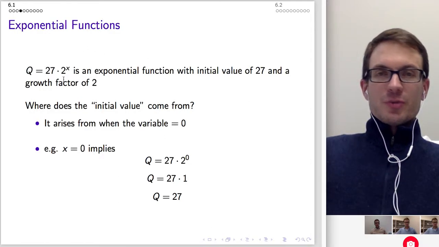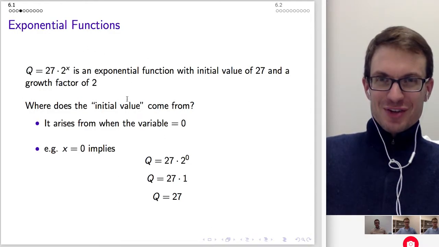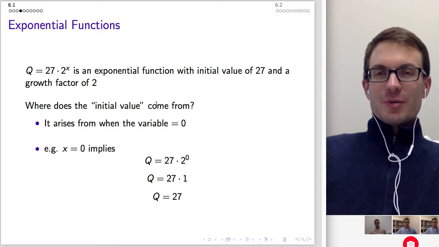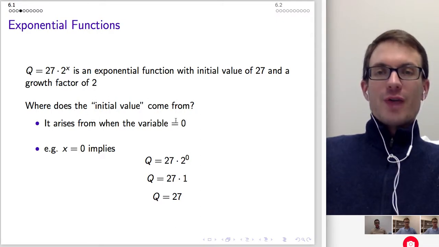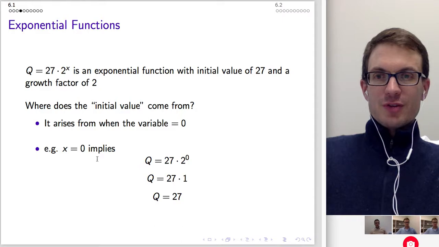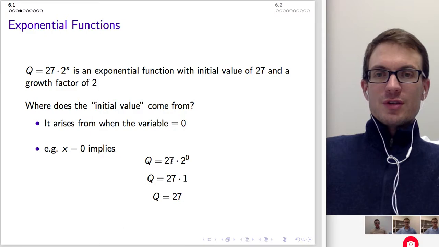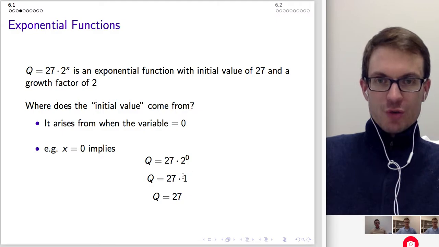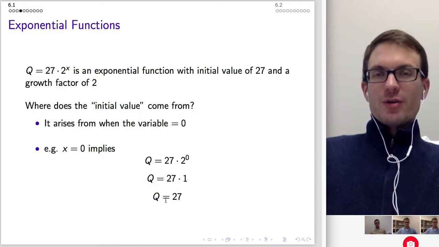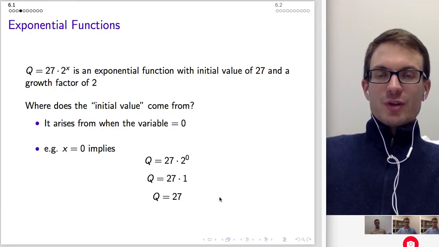All right, so let's explore this a little bit more. Where does the initial value come from? I said this a couple slides ago, but let's walk through it with a numeric example. It arises from when the variable is equal to 0. So this is our initial period, x equals 0, our starting point. We have q is equal to 27 times 2 raised to the 0th power. Well, anything to the 0 is 1, so we have 27 times 1, or q is equal to 27. So this indeed is our initial value. When x is equal to 0, q is equal to 27.